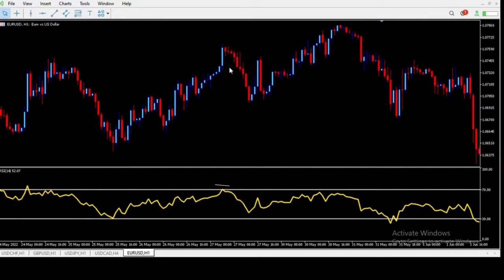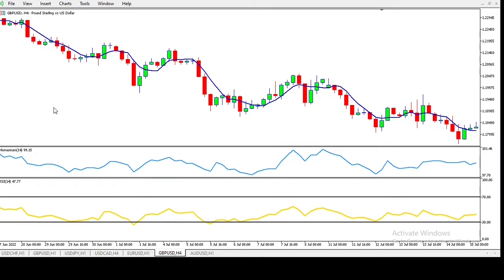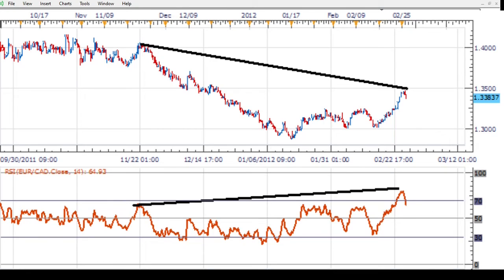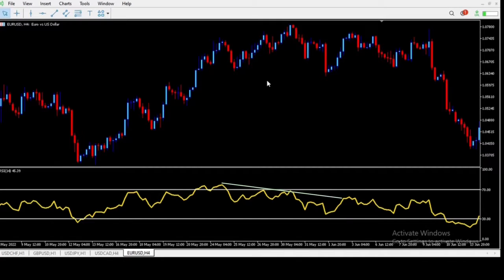The price and indicators are telling the trader a different story. Divergence is telling the trader a different story. So use divergence to assess the underlying momentum of the price of an asset. If the price is making new highs, but the RSI is making lower highs, it shows the price is weakening.